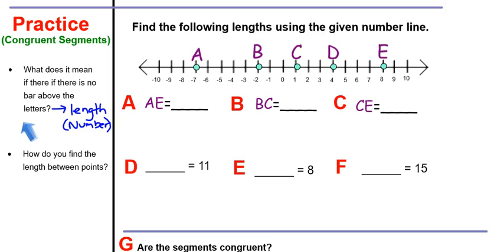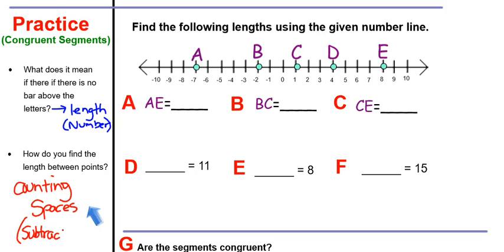Then the next question says, how do you find the length between points? And in this case, because it just goes left and right, all we're going to be doing is counting spaces. We also learned earlier that the other way to find that distance is by subtracting. So those are the methods that we're going to use.